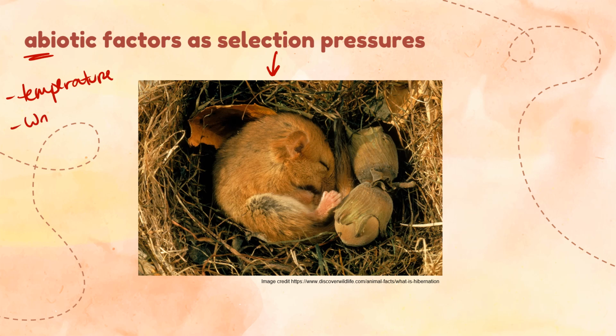Access to water is another abiotic factor. Some organisms have super cool adaptations that allow them to store water for really long times. They're more able to survive in places where drought is common. Oxygen levels, carbon dioxide levels, and pressure are others. If we're talking about marine organisms living especially deep in the water, being able to resist the pressure of all that water is another example of a selection pressure that is abiotic.